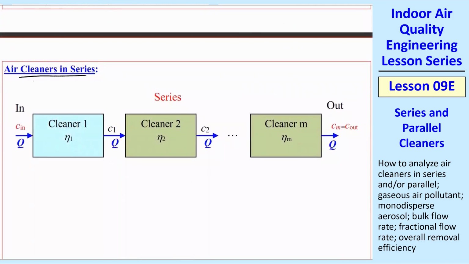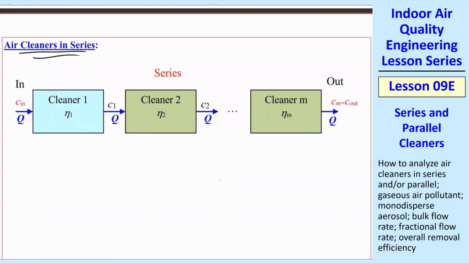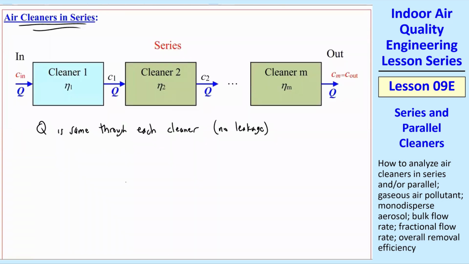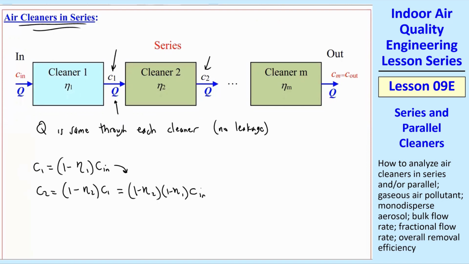Now let's consider cleaners in series. For this one, there's no F involved because the Q is the same through each cleaner, again assuming there's no leakage. So there's no fractional flow rate required. Now let's analyze this one. C1 is coming out of cleaner 1, so C1 is equal to (1 minus eta 1) times C in. C2 is (1 minus eta 2) times what's coming in, which is C1. And then I can use this equation above to write this as (1 minus eta 2) times (1 minus eta 1) times C in. And you can see what's happening here.